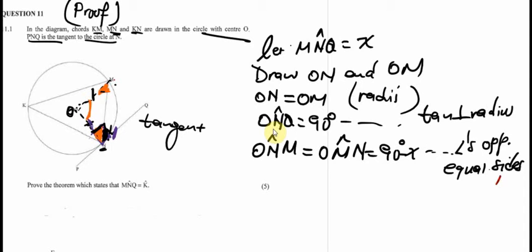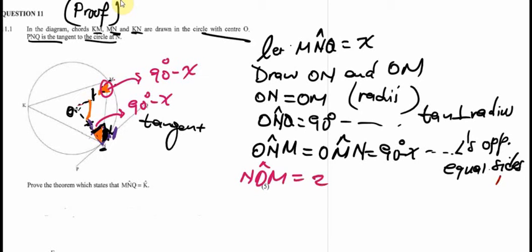Now that you know that this angle is 90 degrees minus x, and this angle is 90 degrees minus x, you can say that angle NOM will be equal to 2x. The reason is the sum of angles of a triangle.